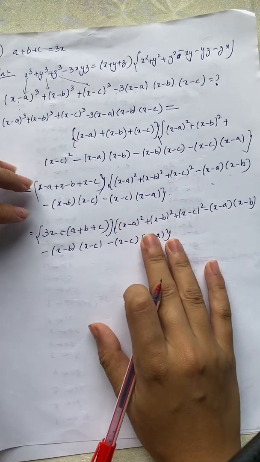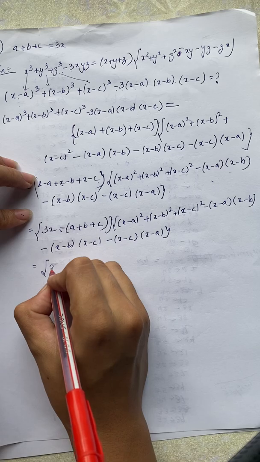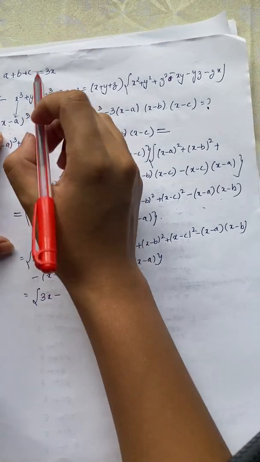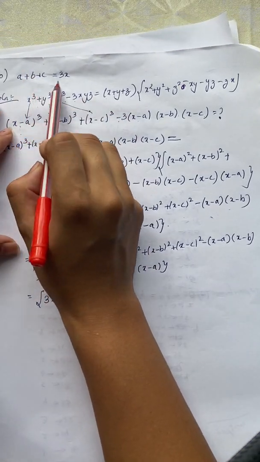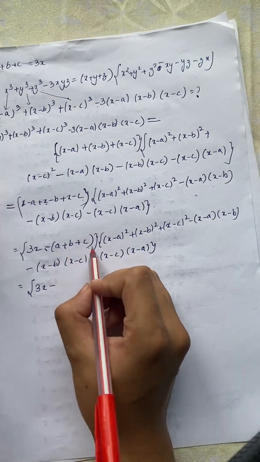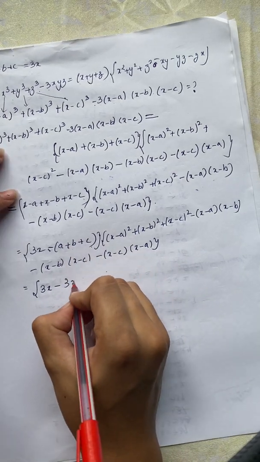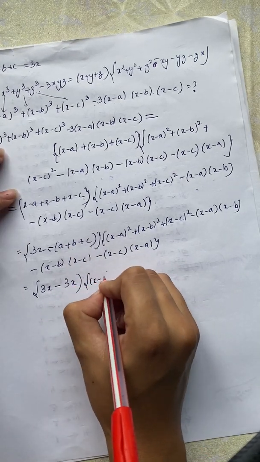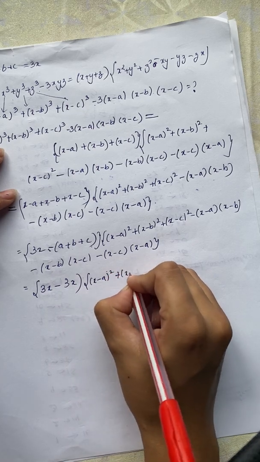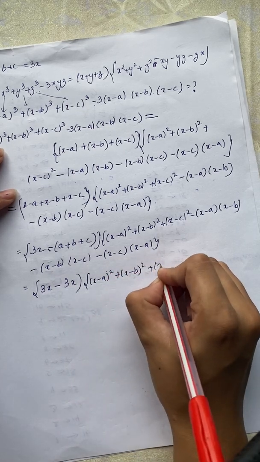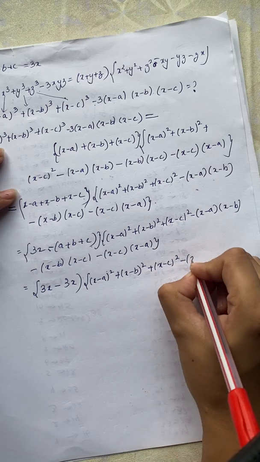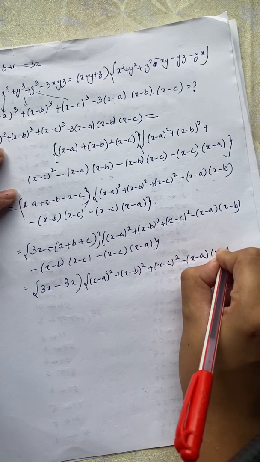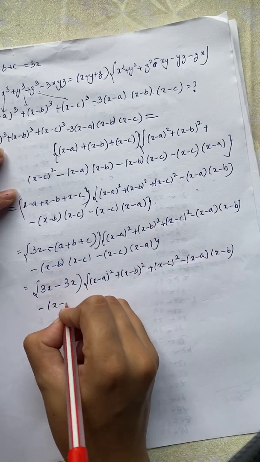Clear? Now you look at this. This is 3x minus, what is given in the question? a plus b plus c is what? 3x. a plus b plus c can be written as 3x. Now I think you already know the answer, right? x minus b whole thing square plus x minus c whole thing square minus x minus a, x minus b minus x minus a b.